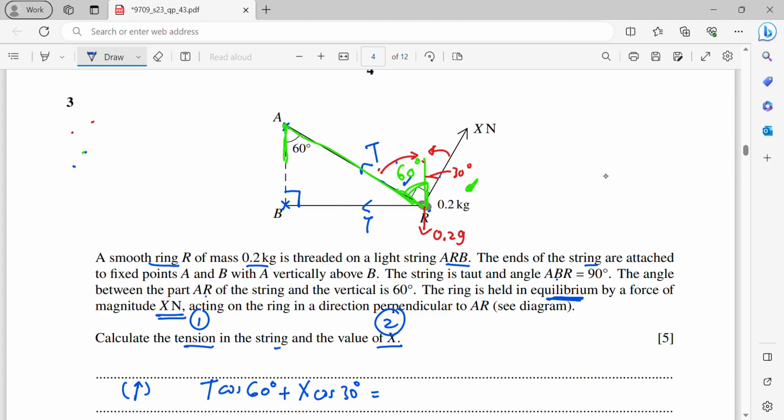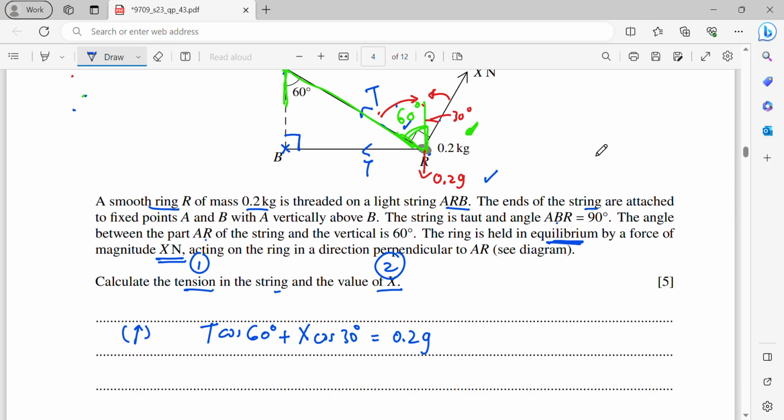Now, these are the two vertical forces, and they will be the same as the downwards force, which is 0.2 g. Okay, so I get these three forces where I resolve them vertically.